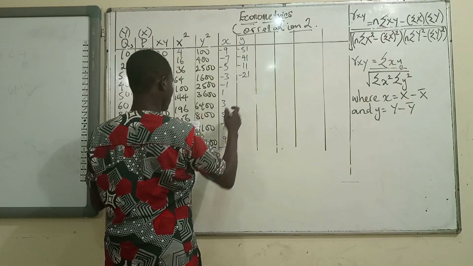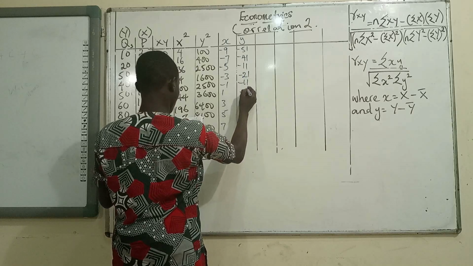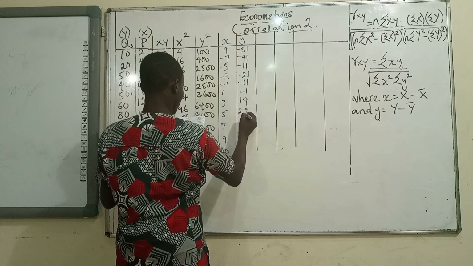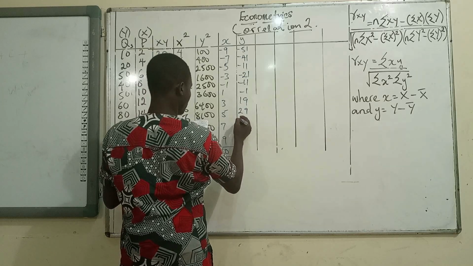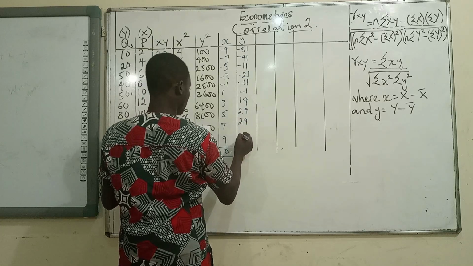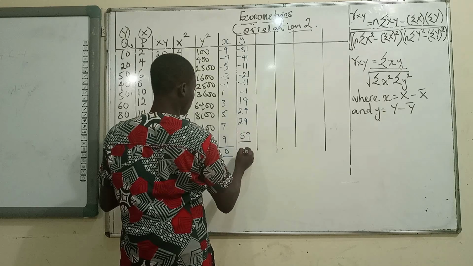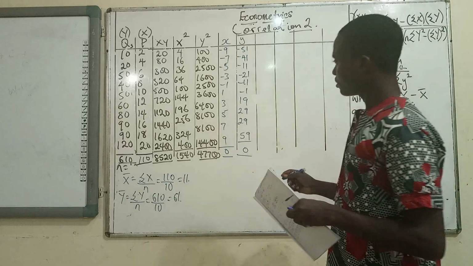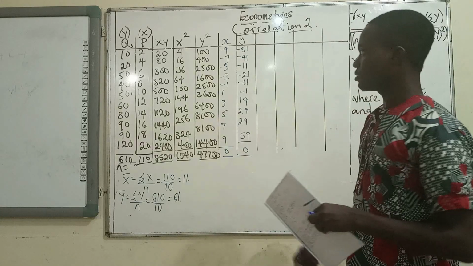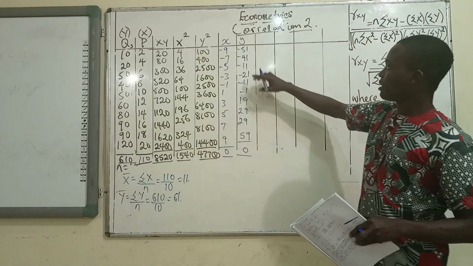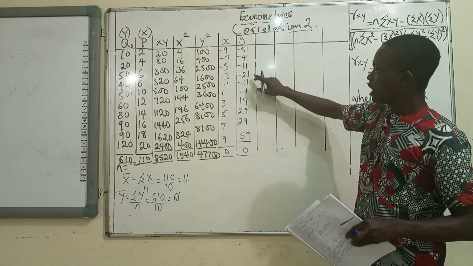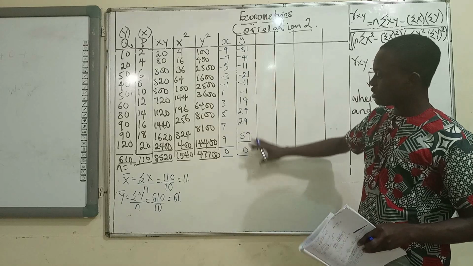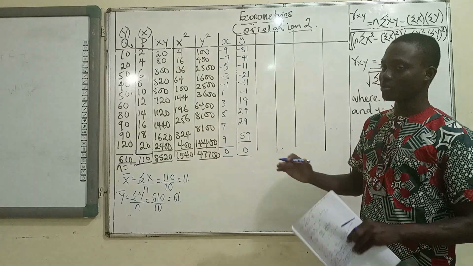Minus 21, minus 11, minus 1, 19, 29, 59, 29, 90. Okay, so I haven't filled the column, so they have minus 51, minus 41, minus 11, minus 21, minus 11, again minus 1, then all of that. So by the time you sum up this deviation as well, you are going to have 0, which simply means that what you are doing is correct.